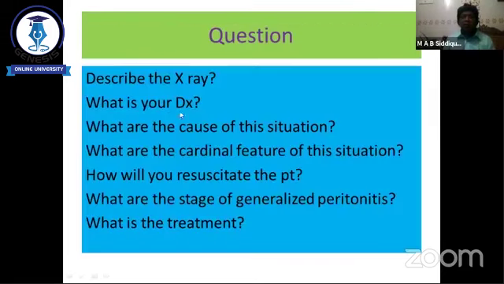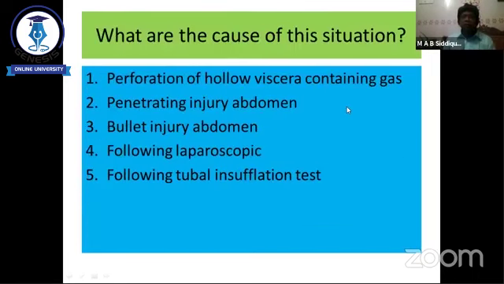The next question may be, what is your diagnosis? Diagnosis is pneumoperitoneum. Then the next question may be, what are the causes of this condition? That is pneumoperitoneum. What are the causes of pneumoperitoneum? The causes are like this.